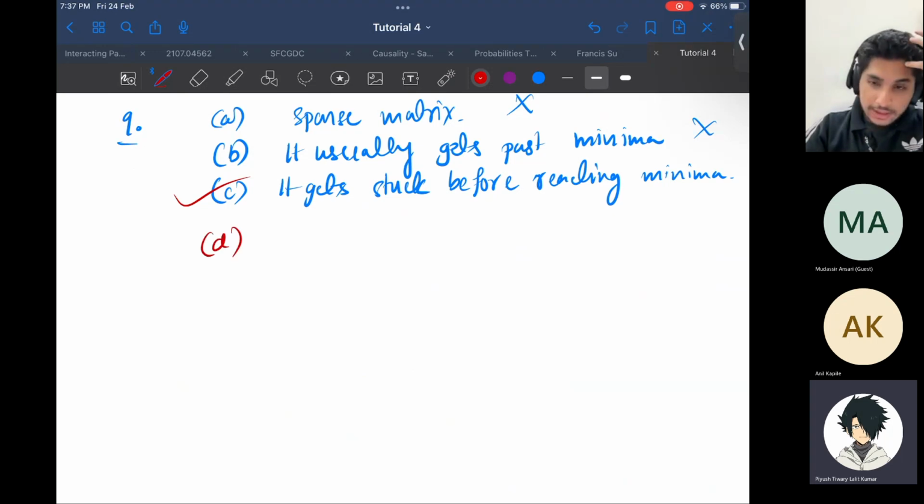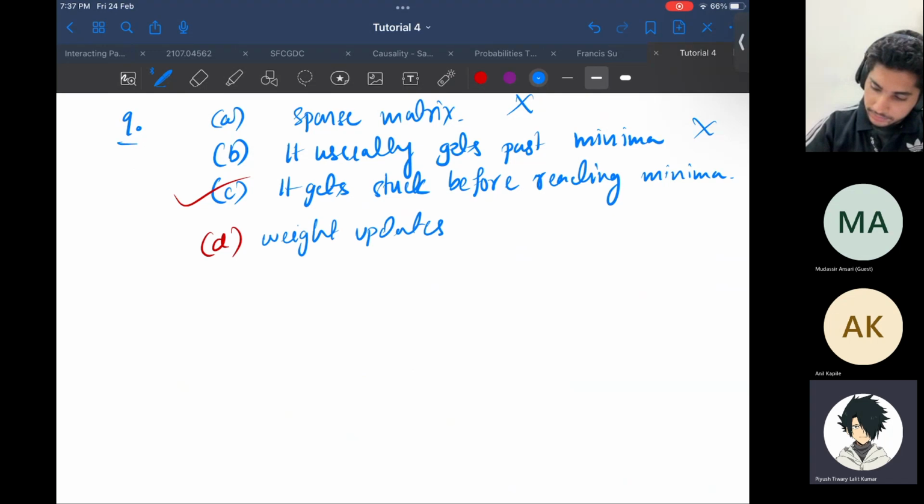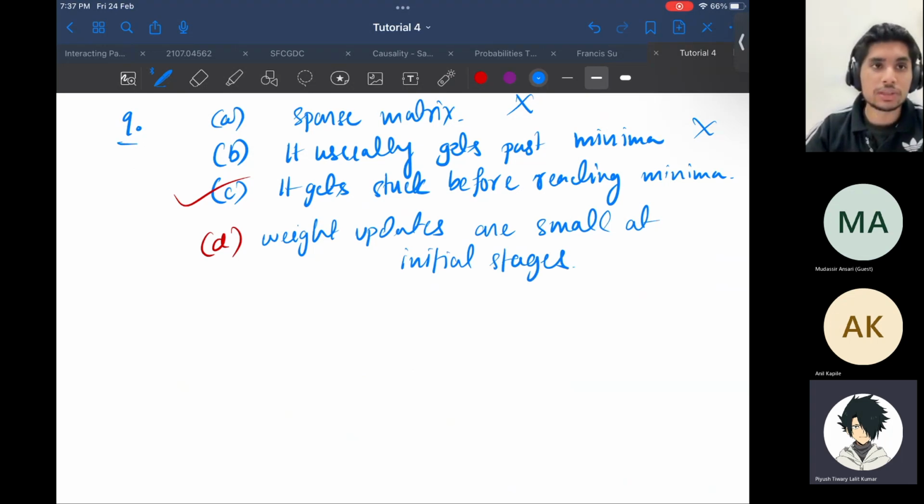And there is a D option which says that weight updates are small at initial stages. So again, this is not correct. There is no reason to believe this, okay? Because we know that there is no such thing. If anything, initially the weight updates are higher because your learning rate is high initially, okay? So this is also a wrong option.